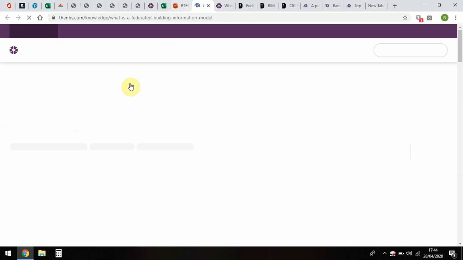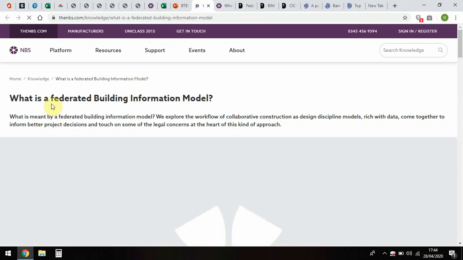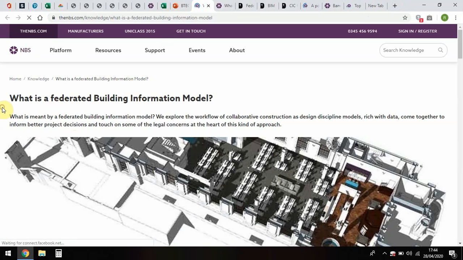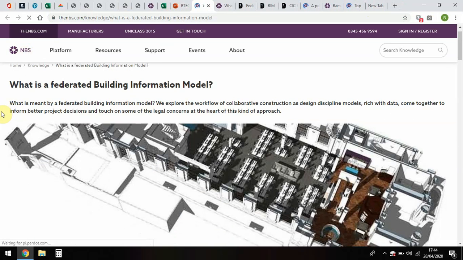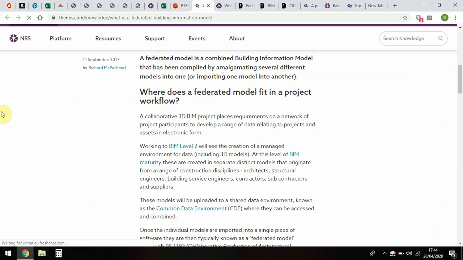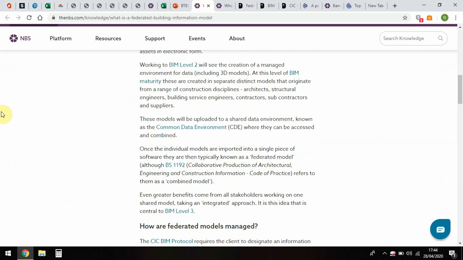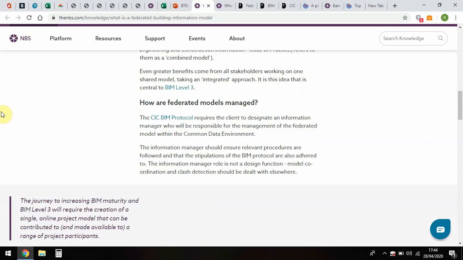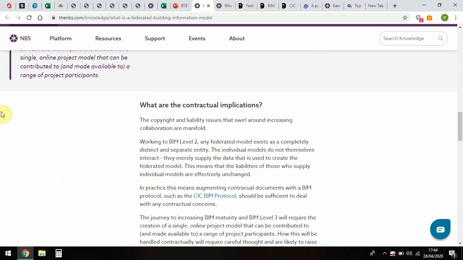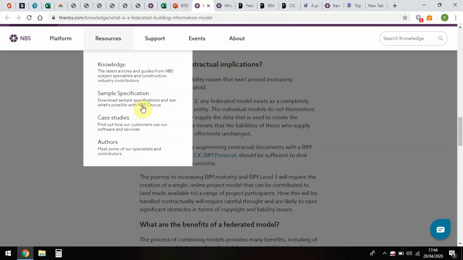There we go. Okay, we've then got this site here, and you'll see there's a couple of tabs open at the top that are from this site. There's really, really useful information on this site about BIM. Okay, and if we look down, it talks about how this federated model would be used. It talks about how it's managed. It talks about implications, okay, contractual implications.